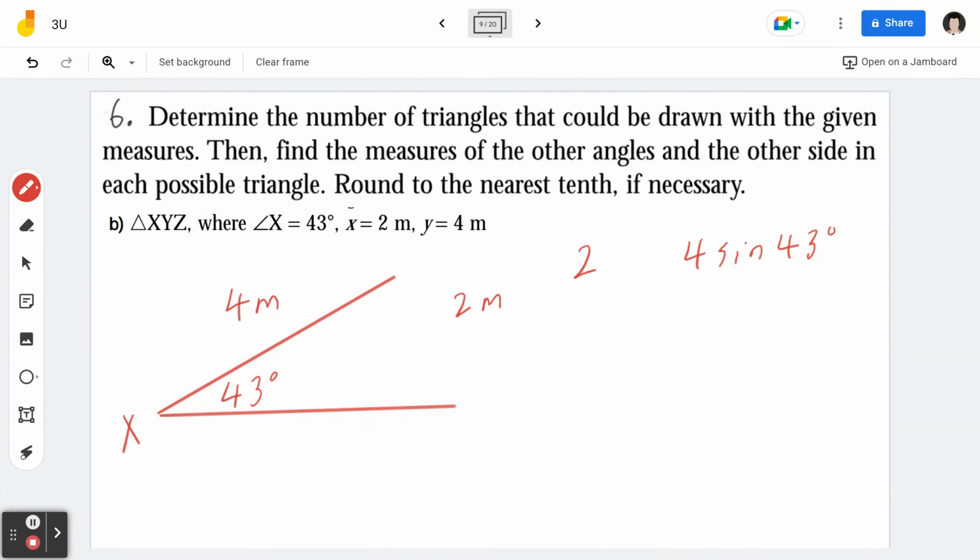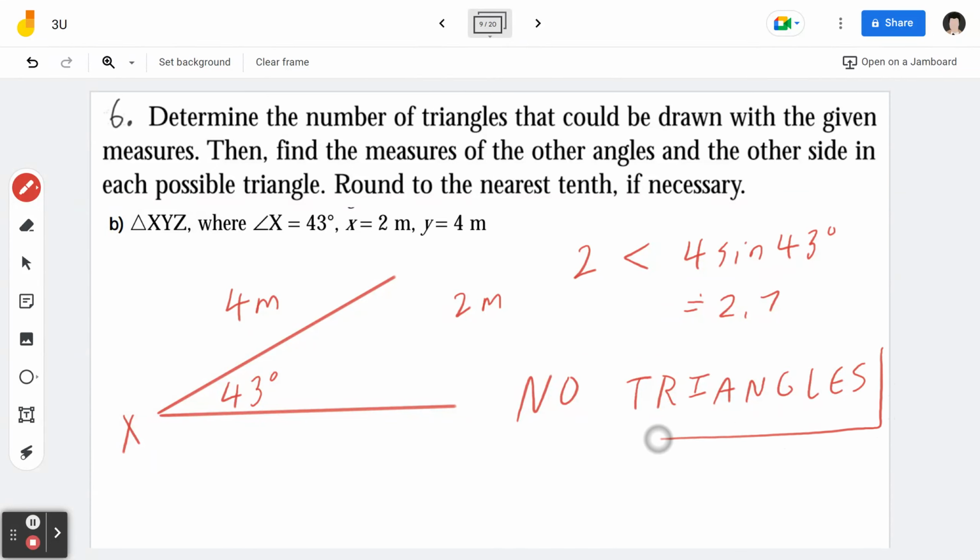You grab a calculator, you press 4, sine of 43 degrees. It's going to be 2.7 approximately. So this is going to be less than. So this is one of those cases where because 2 meters is not long enough to reach to the other side, it's not going to form a triangle at all. That's all you need to state, and you are done.